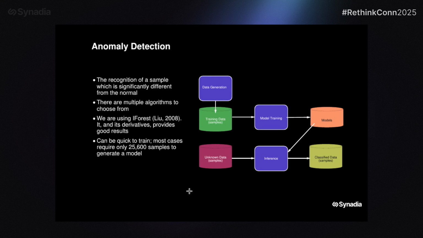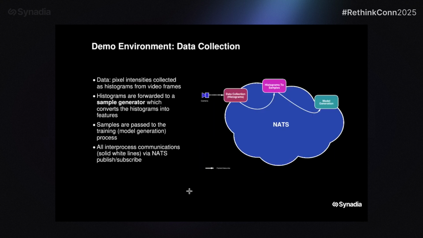Now, anomaly detection. An anomaly is a sample that is significantly different than the normal. There are several algorithms that we could have chosen to use, and we're using IForest. It and its derivatives are lightweight. They're very easy to use. They can be quick to train. For some instances, we only need 25,000 or so samples, and so this is very easy for us to do at the edge.